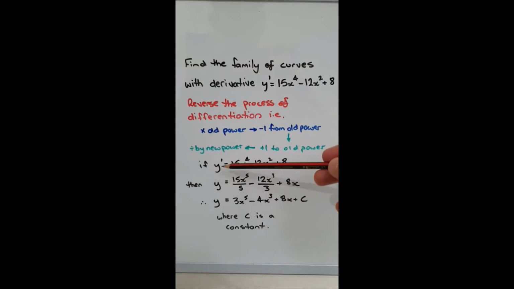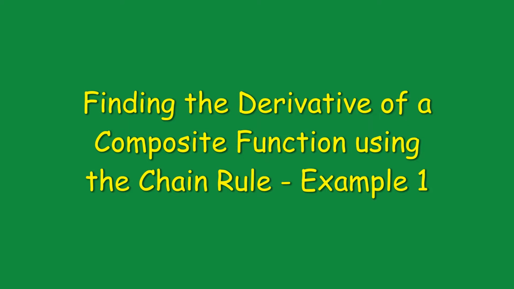So if y dash is equal to 15x to the power of 4 minus 12x squared plus 8, we add 1 to the powers, so the 4 becomes a 5 and the 2 becomes a 3, and then we divide by the new power. So y is equal to 15x to the power of 5 over 5 minus 12x cubed over 3 plus 8x, so a constant just has an x added to it. Therefore, y is equal to 3x to the power of 5 minus 4x cubed plus 8x plus c. Don't forget, we need to add the constant, so that's where c is a constant. And we can check our answer by differentiating it, and you should get back to y dash given in the original question.